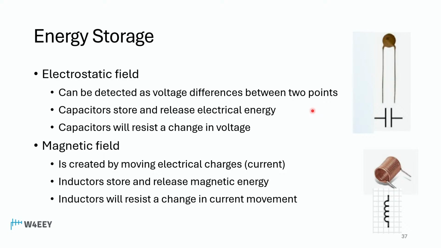Here's a little bit more. Electrostatic, you have a voltage difference across 2 points. Capacitors store and release electrical energy, and they'll resist a change in voltage. In the case of a magnetic field with a coil, created by moving electrical charges, which means current flowing through the device, they store and release magnetic energy, and they'll resist a change in current movement. Some basic facts about the two fundamental parts we're going to be looking at.